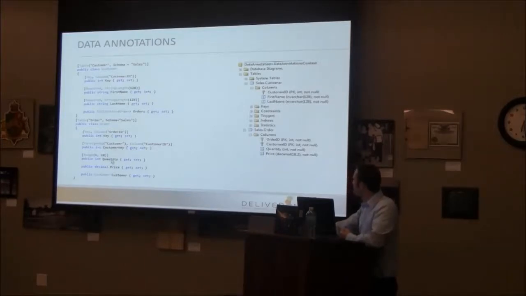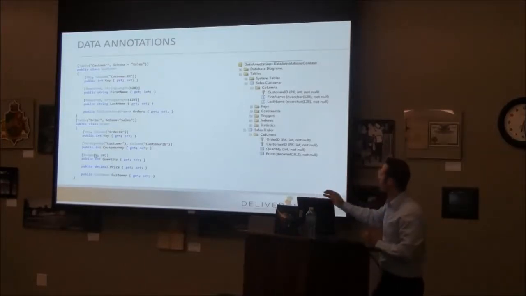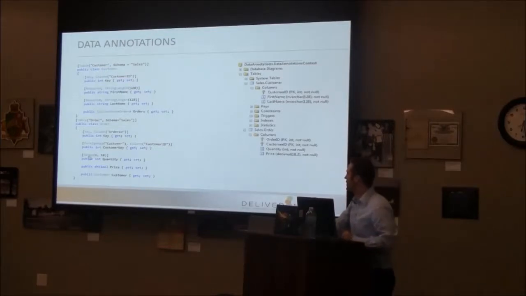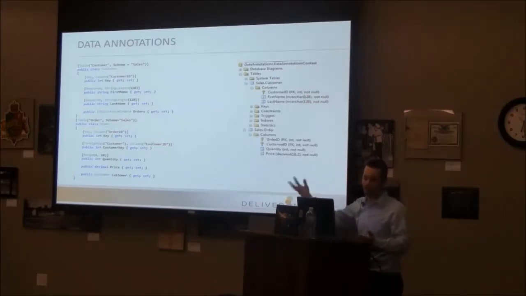Again here I have a quantity, and this is kind of what I was talking about. In the data annotations I can specify what I want the range to be on the quantity. So I put range of 1 to 10. So if I tried to save a new order and put a quantity of 11, it would actually throw that validation exception at that point.